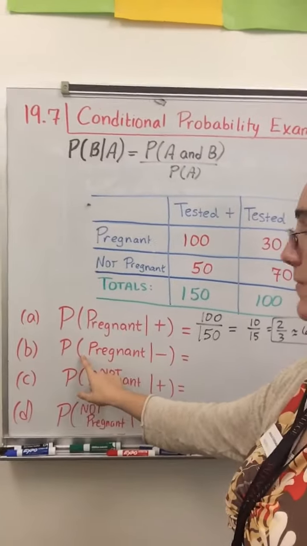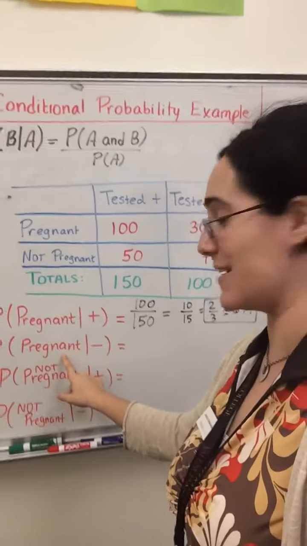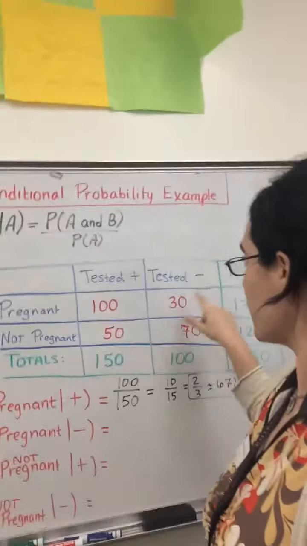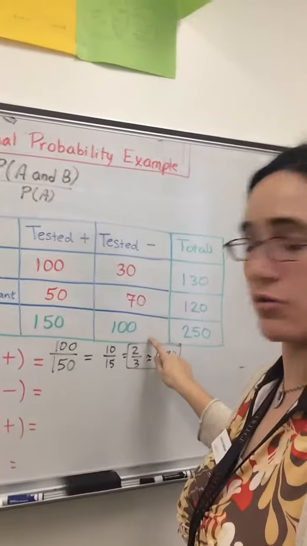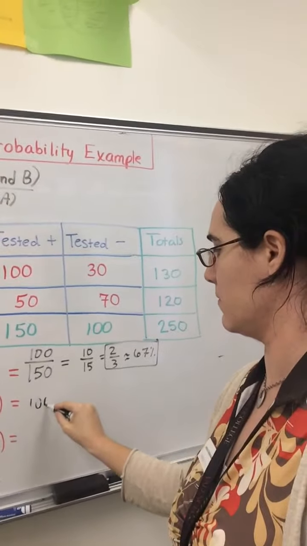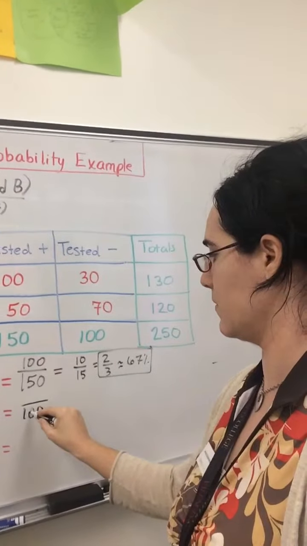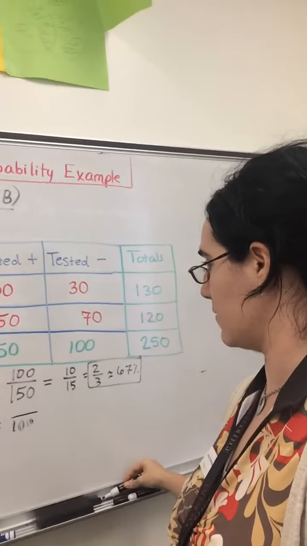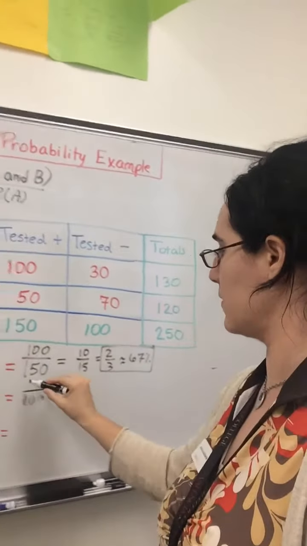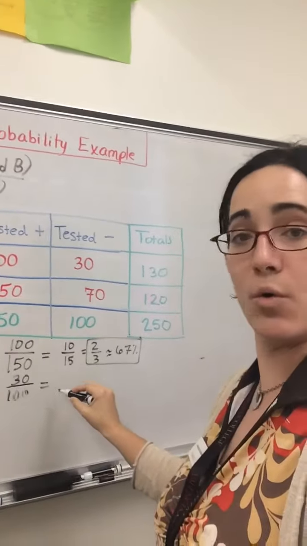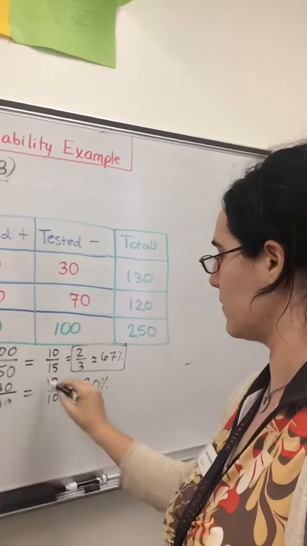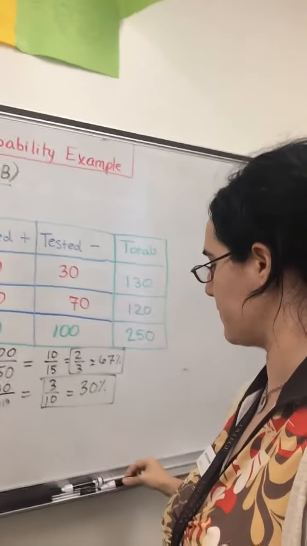Find the probability of randomly selecting a pregnant woman from the study if we're given the fact that she had a negative test result. Again, we only look at the given, the negative test result, those 100 women. So from those 100 women, how many of them were pregnant? 30. So 30 out of 100, or 3/10, or 30%. There's our probability in part B.